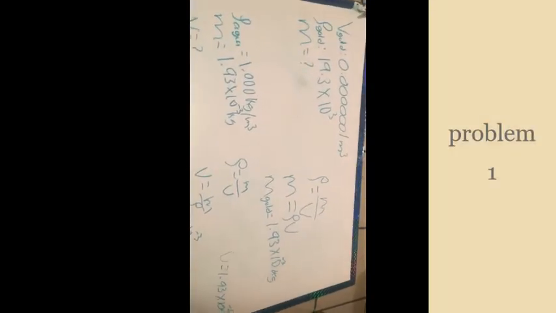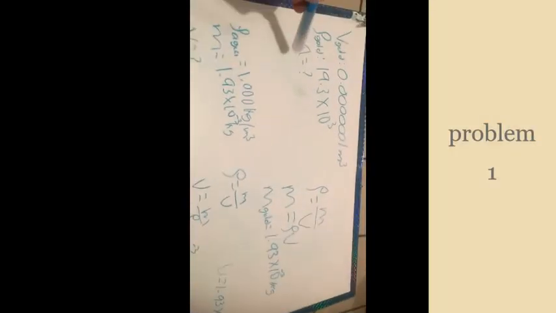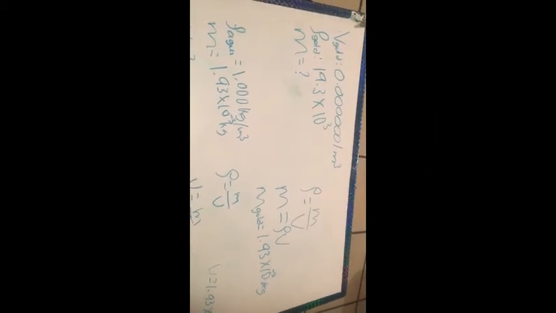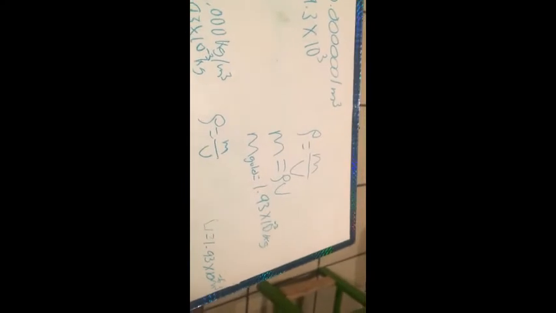For the first exercise, they asked us to solve for the mass of the gold, and for that we use the formula: density equals mass over volume. We have to solve for mass. Mass equals density times volume, and the mass of the gold is going to be equal to 1.93 times 10 to the minus 3 kilograms.